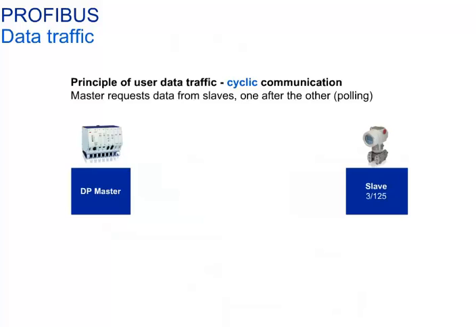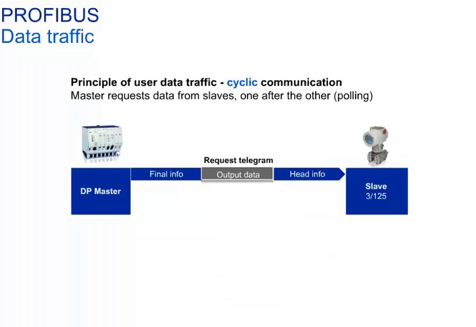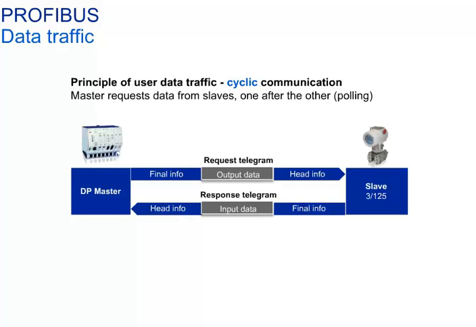The principle of cyclic user data traffic is as follows. On the left you can see the Profibus DP MasterCard, Distributed Control System, DCS, and on the right a Profibus field device, slave, with the example address 3. The master requests the slave to transmit the current measuring value. The slave provides the measuring value within microseconds and transmits the requested value to the master.